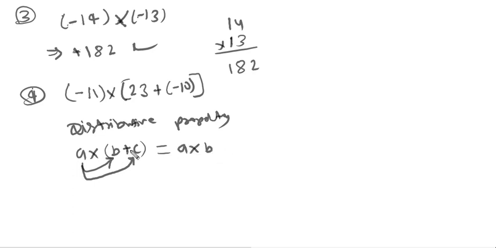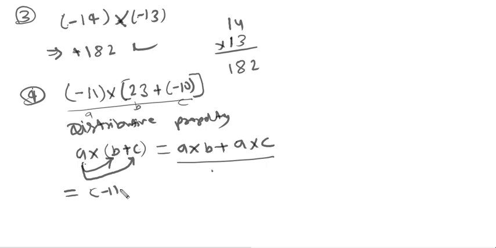So A into B, here the sign is plus, so plus, then A into C. First A into B, then sign plus, then A into C, like this. So we can write this in this form. This is A here, B, and this one is C. So A into B means minus 11 into 23, plus minus 11 into C, minus 10.